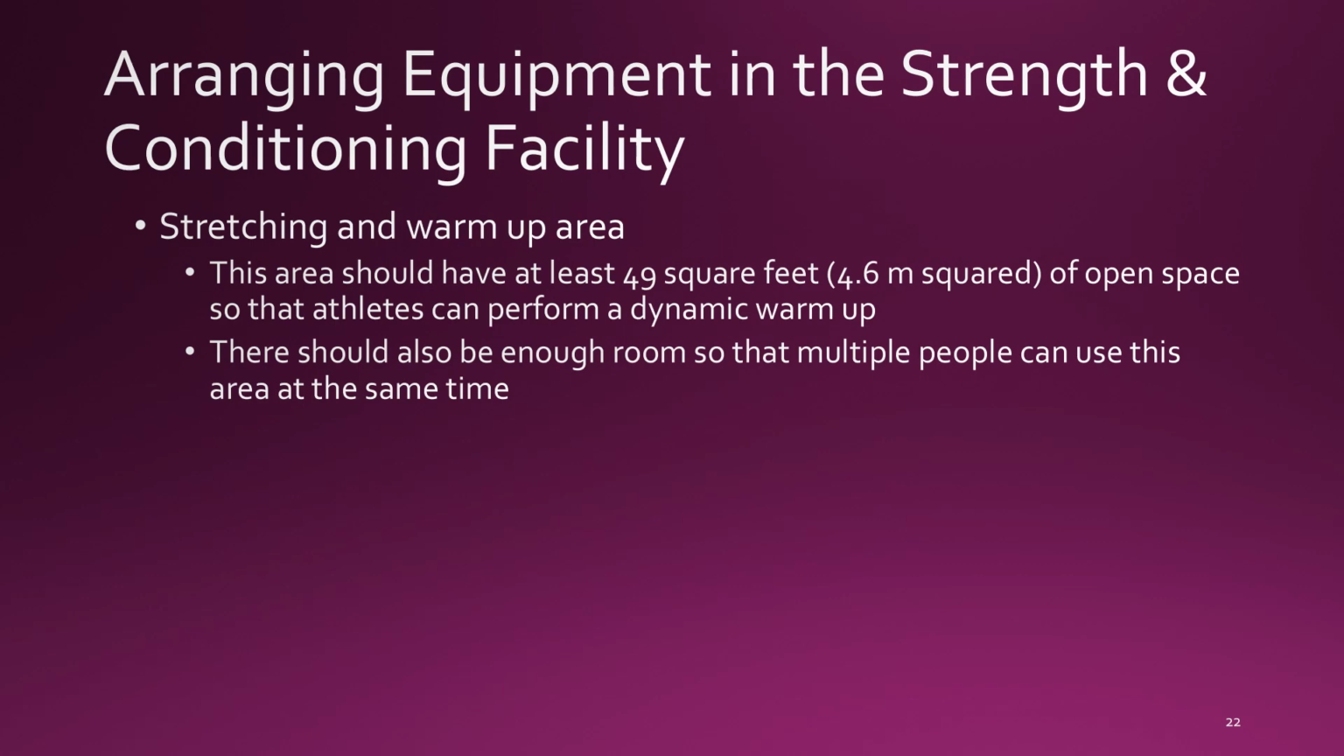Okay, so now we're going to talk just briefly about some of these specific areas within the strength and conditioning facility. So we said we would like to have a stretching or warm-up area. This should be at least 49 square feet of open space so that the athlete can perform a dynamic warm-up. In our facility, we use the hallways as our stretching or warm-up area. That will give us enough room so that we can do these dynamic stretches. There should be enough room so that multiple people can use this area at the same time. So it shouldn't be so small that only one person could do stretching in this particular area.